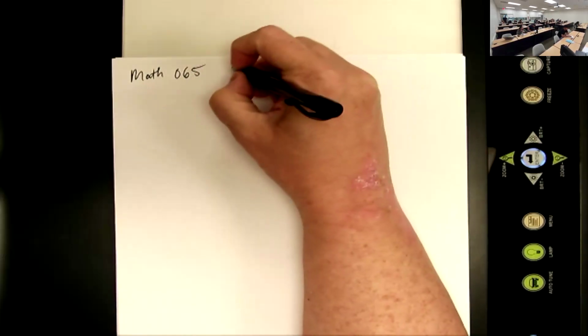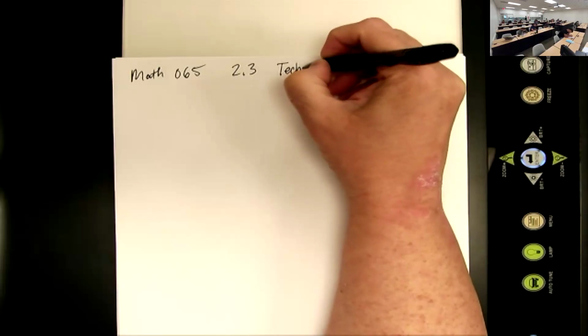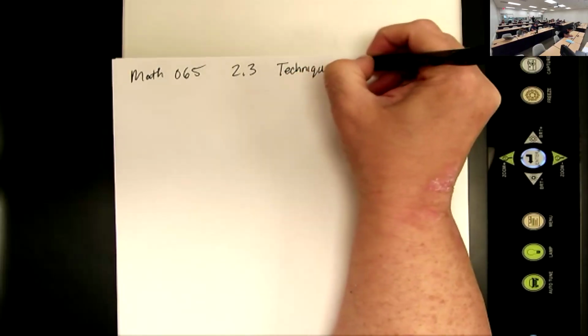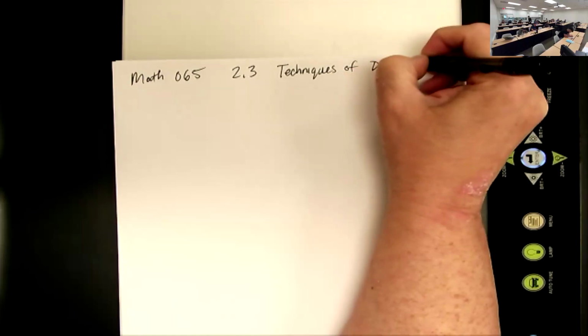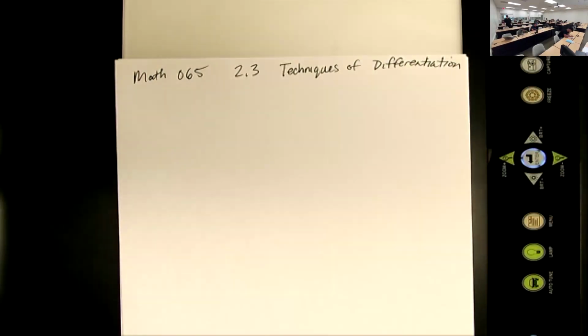We're starting at 2.3. This is on techniques of differentiation. And if you're tired of dealing with limits like we've done for the last 3 weeks, yay! This is your good day. So, first rule.